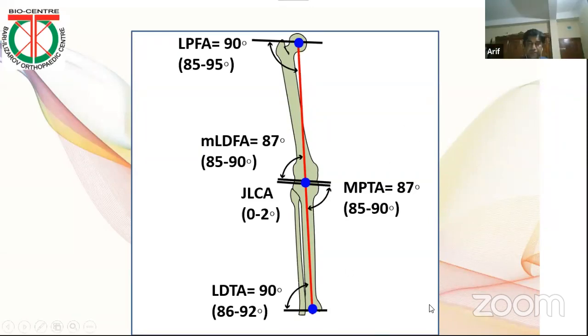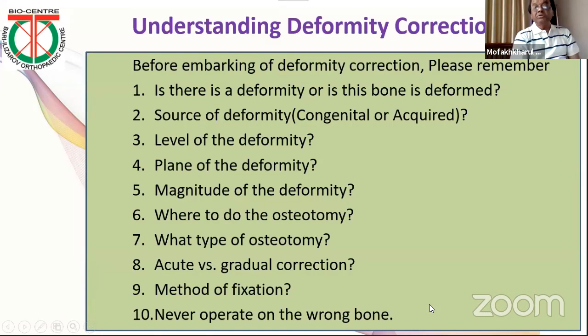Next. Now, regarding the understanding of the deformity correction. Before embarking on any kind of deformity correction, please remember the 10 things. Is there a deformity, or is the bone deformed? Number two, source of the deformity, whether it is congenital or acquired. And where is the deformity? You must know the level of the deformity and the plane, in which plane? This is anteroposterior, sagittal plane, oblique plane, or in which plane? You should identify that before embarking on the deformity correction.